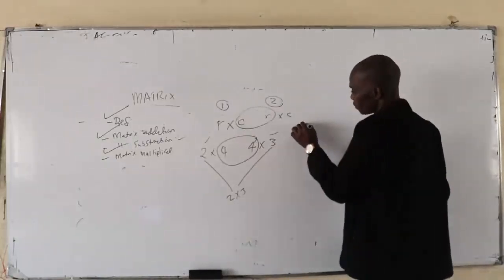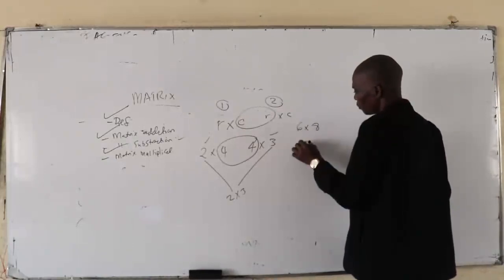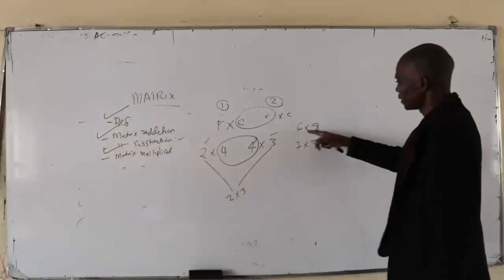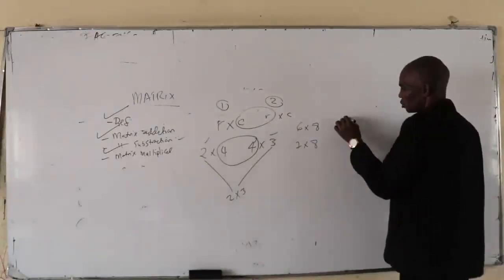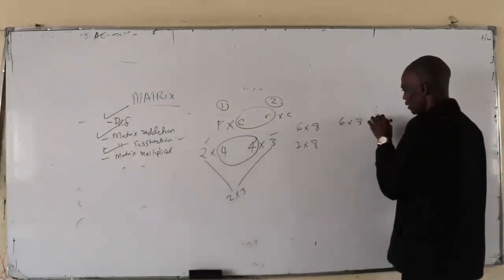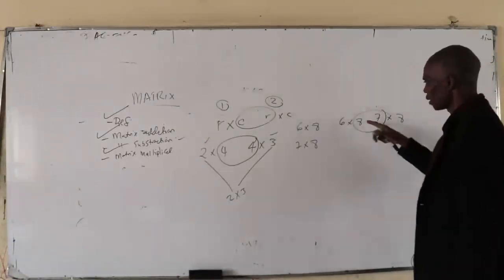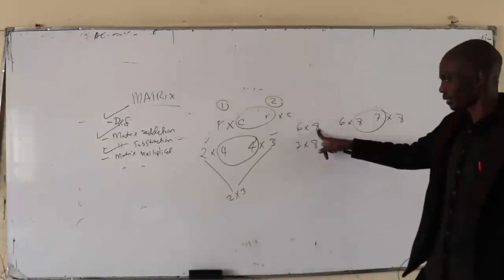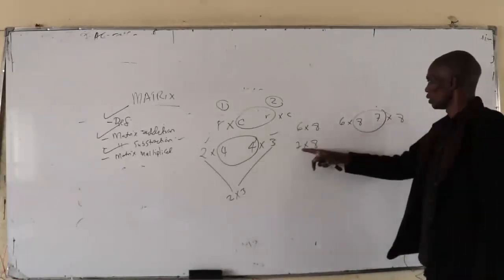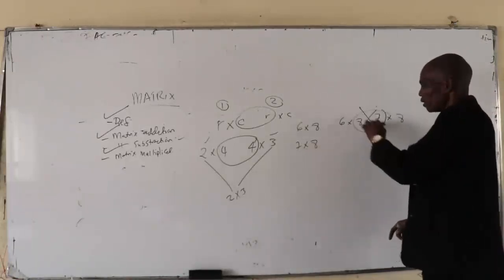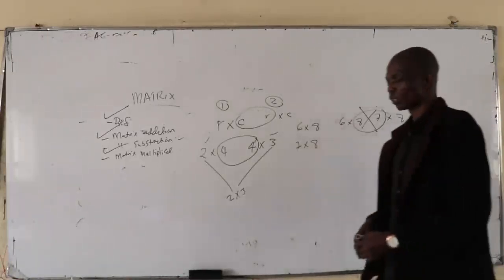So if you have 6 times 8 and 7 times 8, and you want to multiply them, you can see the column in the first matrix is not the same as the row in the second matrix, and therefore you cannot multiply those particular matrices.